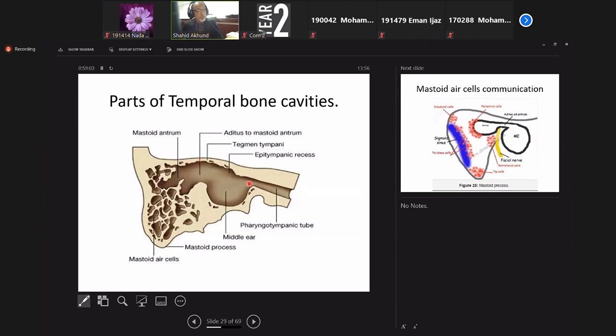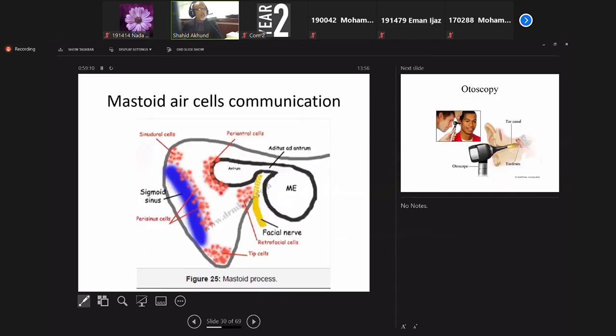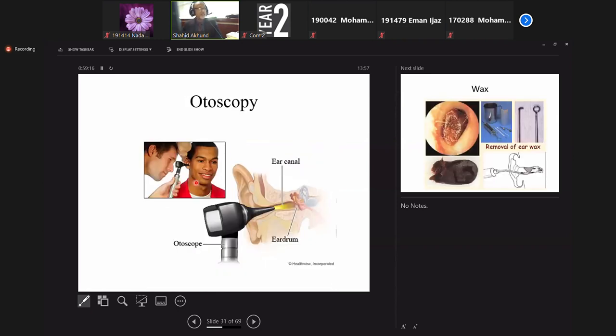Now, this space continues forward, middle ear, and also posteriorly. And posteriorly, we have the mastoid air cells. So you see the infection from the middle ear can spread to the mastoid air cells.